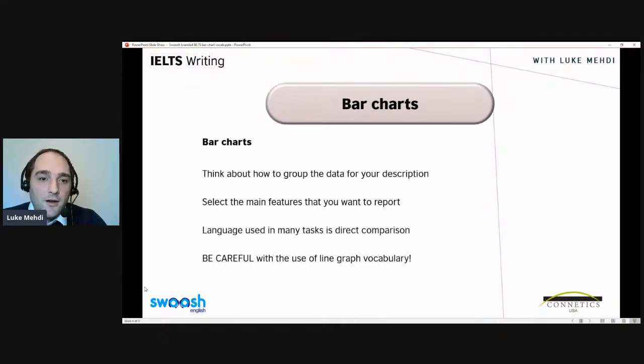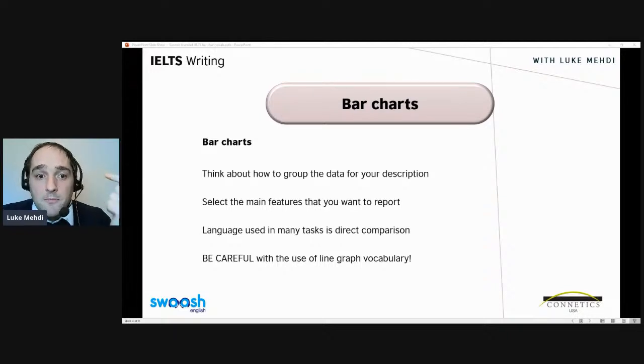Okay, so looking at bar charts then, remember, we don't want to give all the data. So we need to think about how we're going to summarize and group data for our description. We need to select the main features that we want to report, things like maximums, minimums, biggest differences, similarities. That kind of information is going to really help.